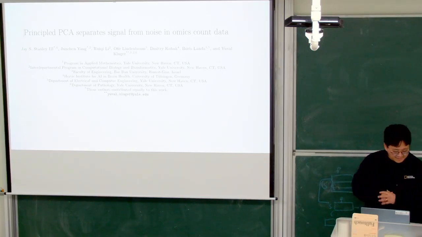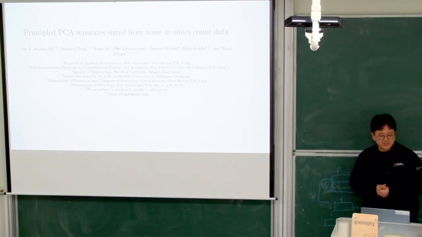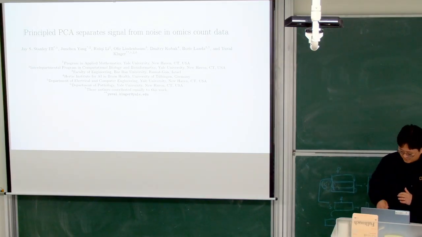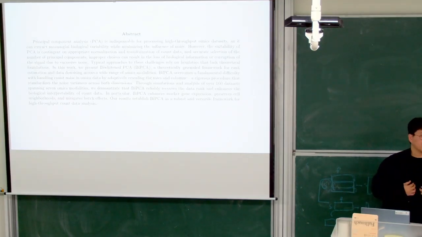Okay, let's start. Today I am going to introduce the biwhitening method, a data scaling method based on random matrix theory for omics data. So let's begin with this abstract.